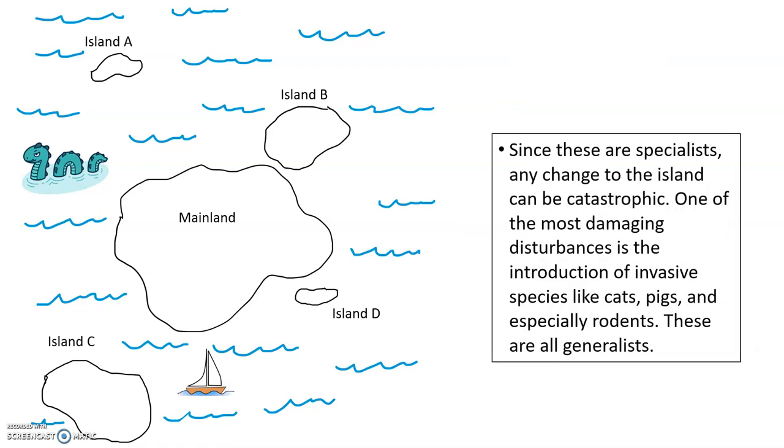Since these are specialists, any change to the island can be catastrophic. One of the most damaging disturbances is the introduction of invasive species like cats, pigs, and especially rodents. These are all generalists, meaning they can survive on a variety of things and often outcompete the organisms that live on the island, which are often specialists.